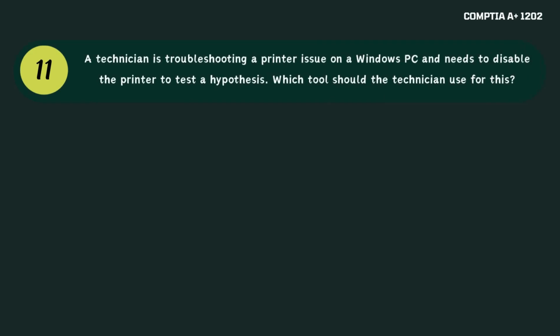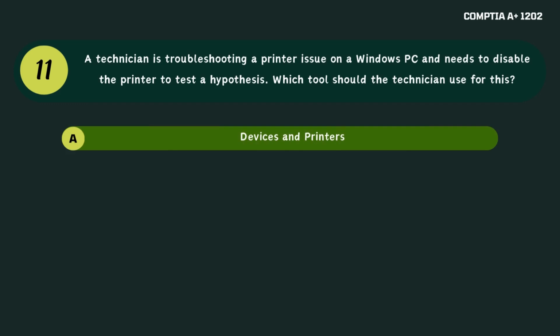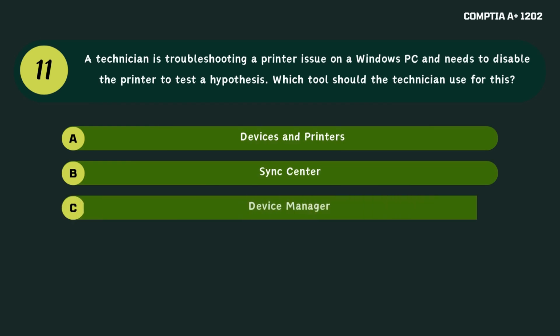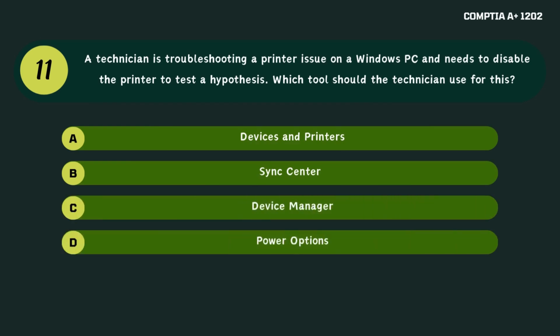Question 11. A technician is troubleshooting a printer issue on a Windows PC and needs to disable the printer to test a hypothesis. Which tool should the technician use for this? A. Devices and Printers. B. Sync Center. C. Device Manager. D. Power Options.